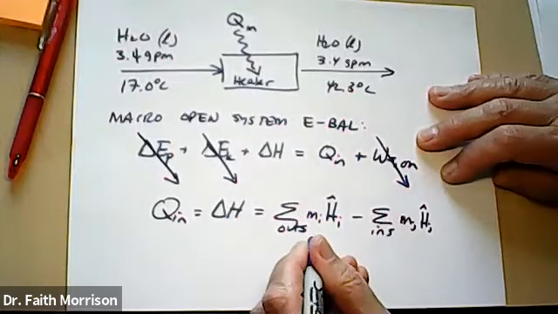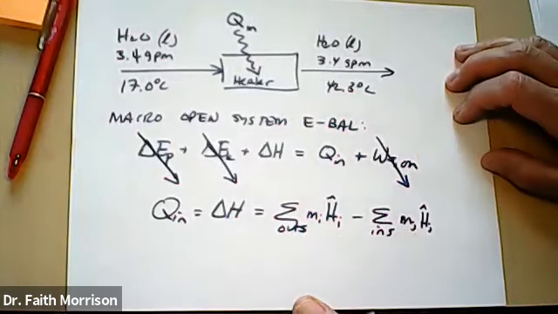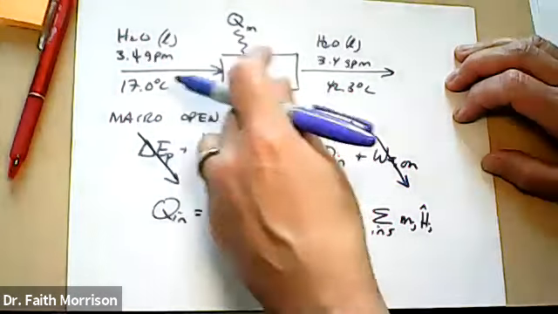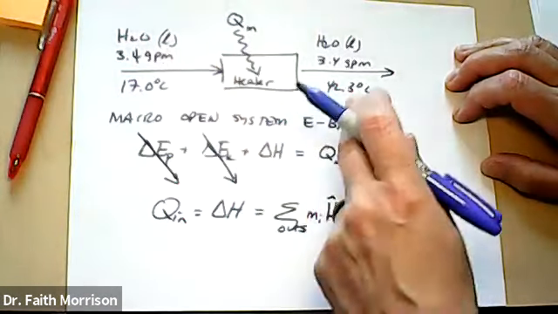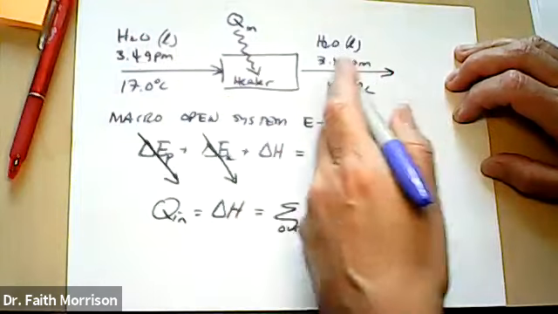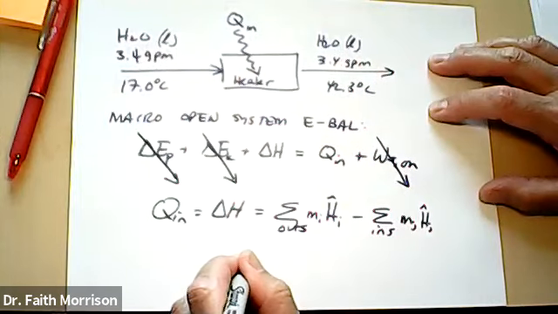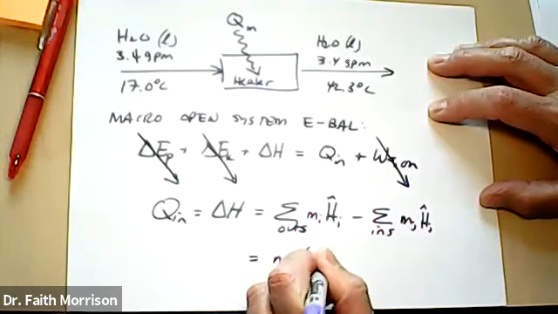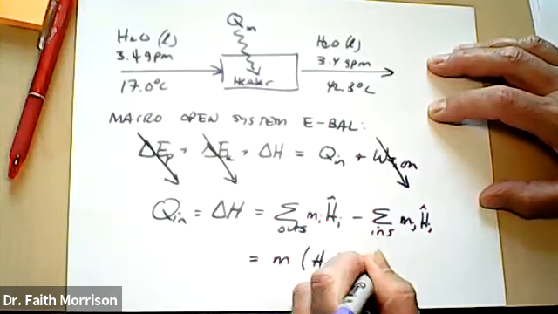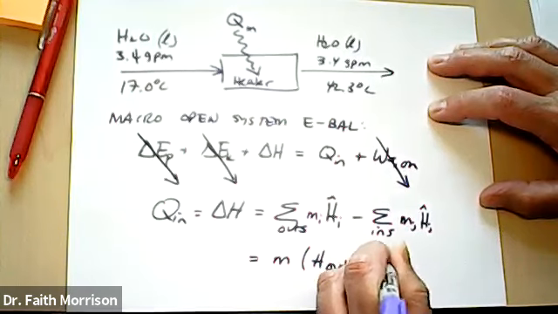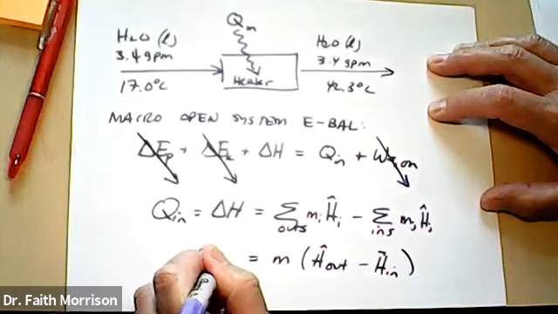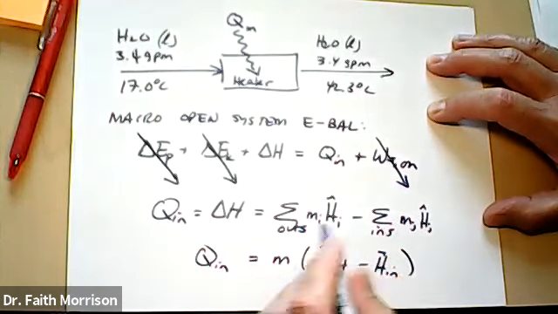So this is the summation over the i's, summation over the j's. Now we apply this to our case. We have one outlet stream, one inlet stream, and the mass flow rate is the same throughout. And so we can pull the mass out and go enthalpy out minus enthalpy in is equal to the Q in that we're looking for. So this is the equation that we need to evaluate.